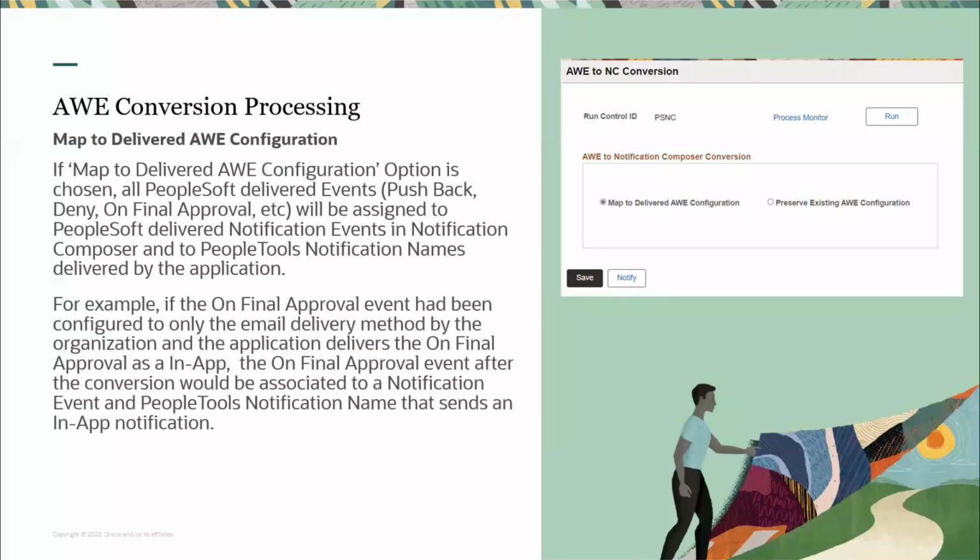So basically, that's what map to delivered means: I'm going to take what PeopleSoft delivers as a best practice. And if it is different than what I selected for that event, it will be changed to use what PeopleSoft delivers. So that's the key thing to understand about the differences between map to delivered and preserve.